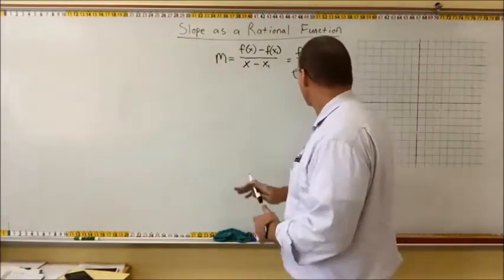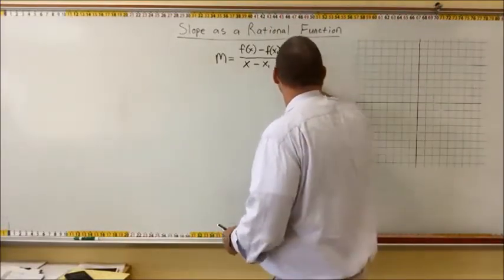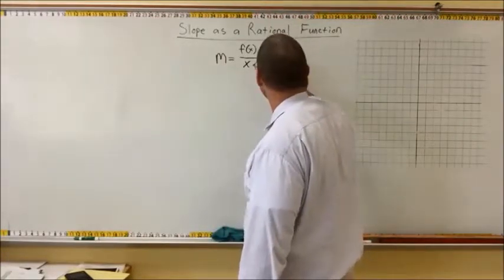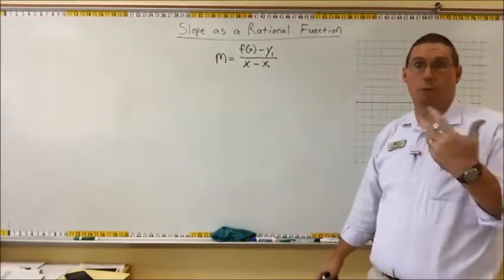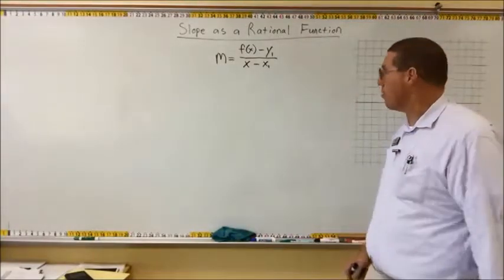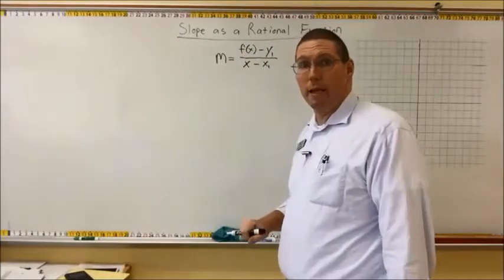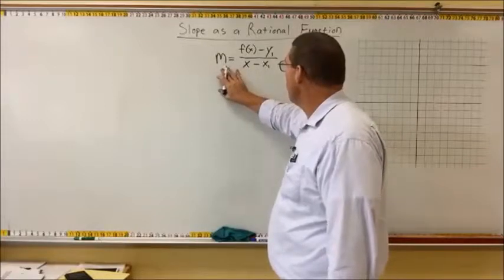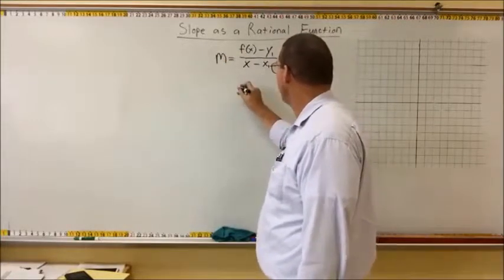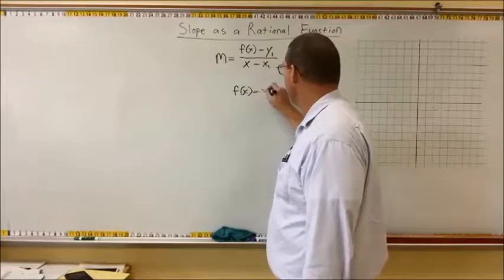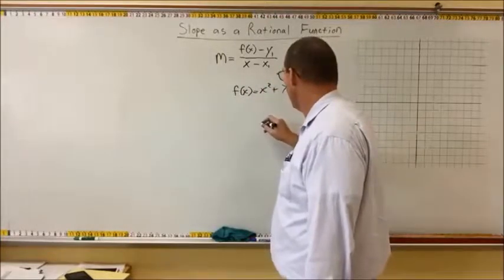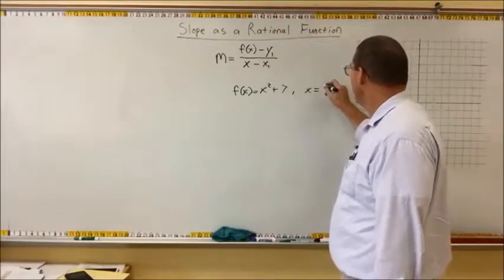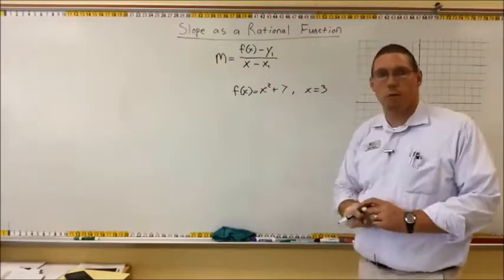So let's go back. Let's change this. I'm going to call this x1, y1. Here's what I'm going to have you do. These are the kinds of problems I'm going to give you. I'm going to give you this formula, and then I'm going to say, what is slope as a rational function if f of x is equal to x squared plus 7 when x is equal to 3?